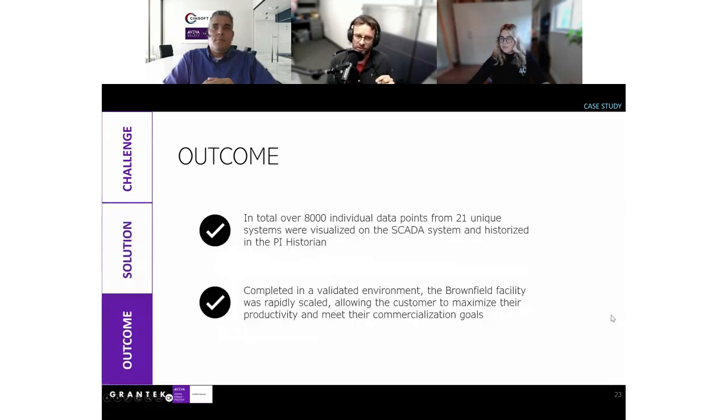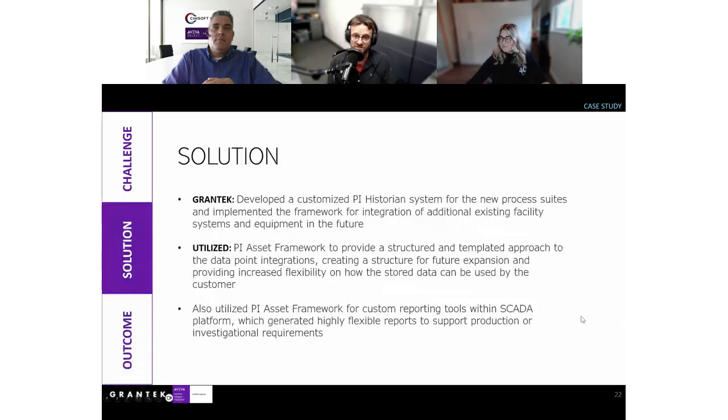That Asset Framework also let us do customized reporting within the SCADA system and generate some very unique and flexible reports that the production staff could use both for support issues as well as for compliance and batching decision-making processes for release.